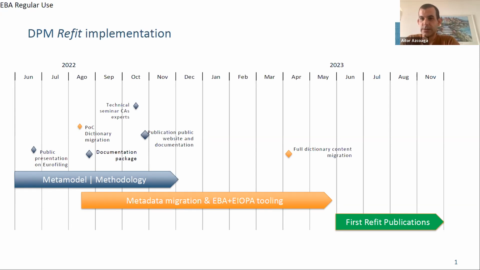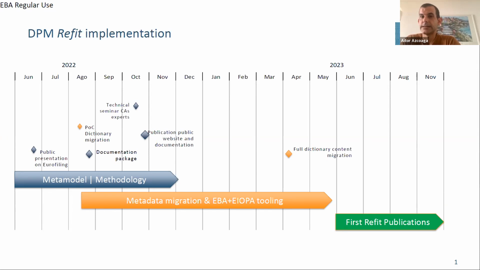Well, let's go with the timelines in the DPM Refit. We are now doing the first public presentation on Eurofiling. A few months ago, we had at least two seminars with the competent authorities where we gave a longer explanation of the model. This is the first time that we go publicly. We were thinking also to share with the different stakeholders what is coming, and also to give a view on the evolution of the change.